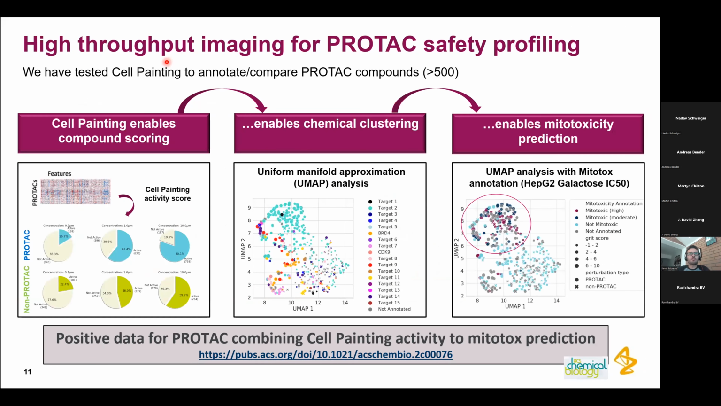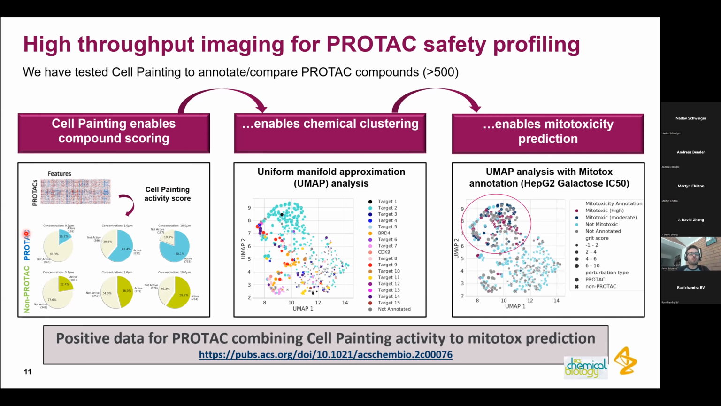So we have tested the cell painting with PROTACs using more than 500 compounds, and we have been able to do three things mainly. The first one is to measure a cell painting activity score, which we call a grid score. This grid score looks at the difference of the compound's effect compared to DMSO, but it integrates all these different features that you can extract from the cell painting data.